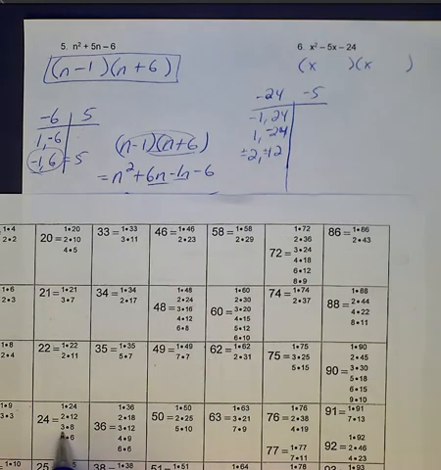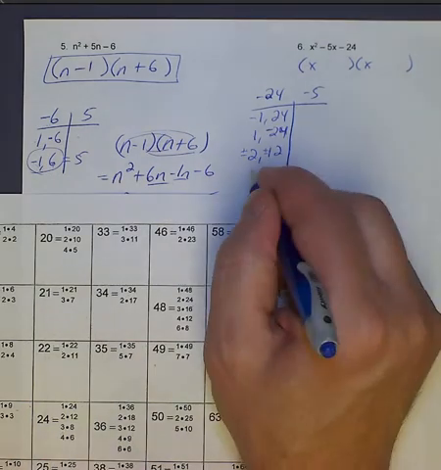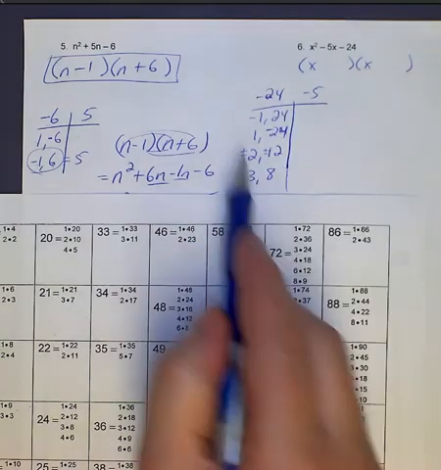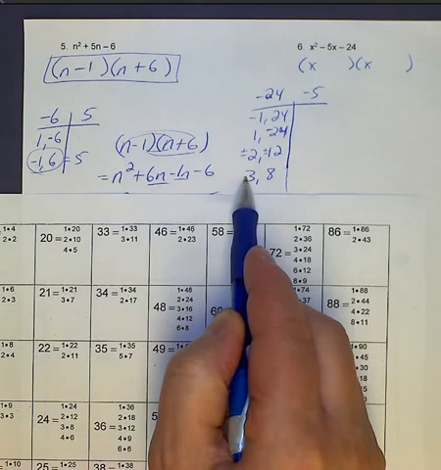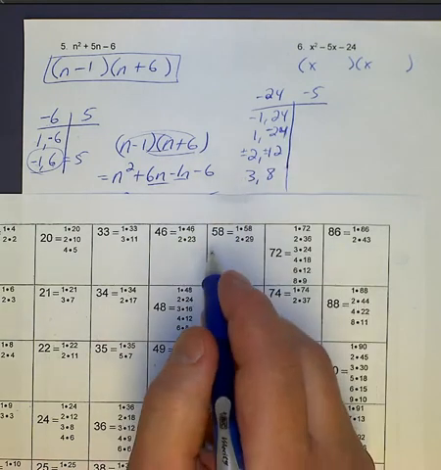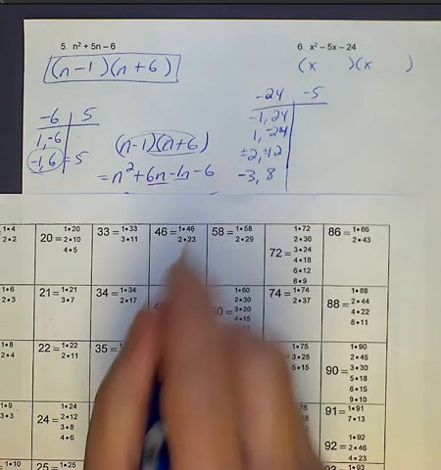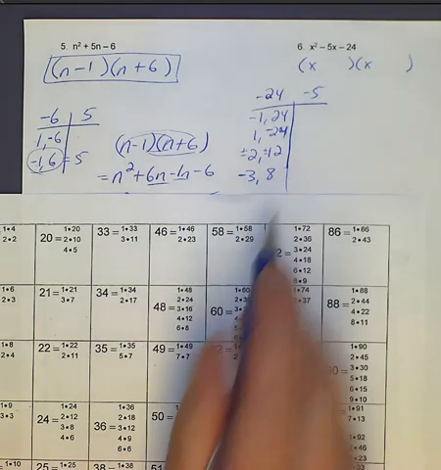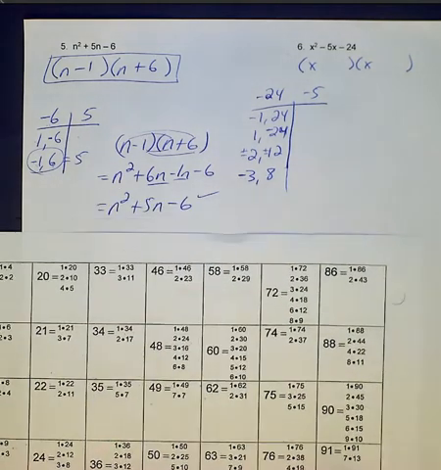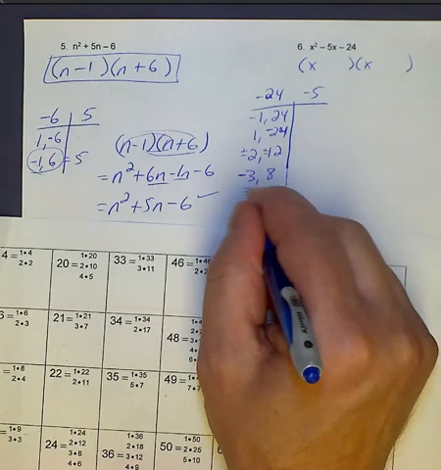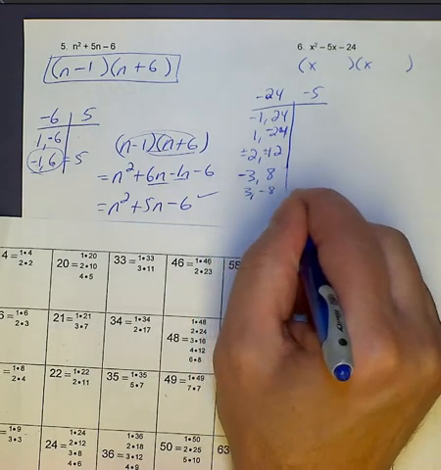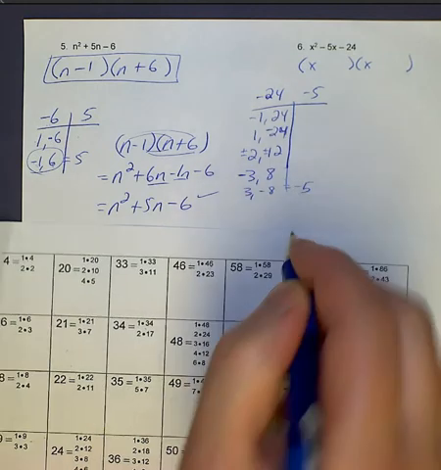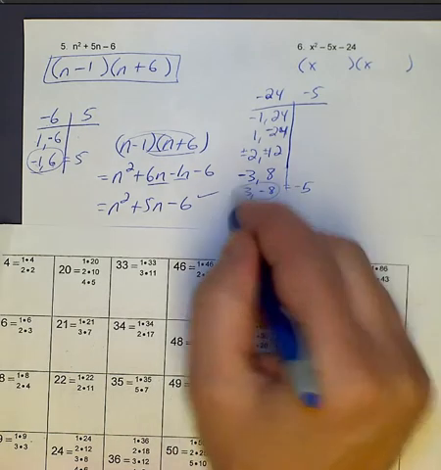Look down, I got 3 and 8. 3 and 8 sounds good. 3 times 8 is positive 24, so I got to make one of them negative. If I make the right one negative, maybe I get negative 5 out. So if I make 3 negative, negative 3 times 8 is negative 24. Negative 3 plus 8 is a positive 5. Alright, well, what if I do positive 3 times a negative 8? That's a negative 24. And if I add them up, positive 3 plus a negative 8, it equals negative 5. So those are my factors.